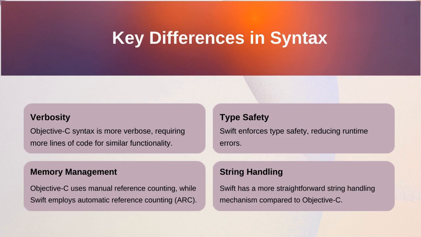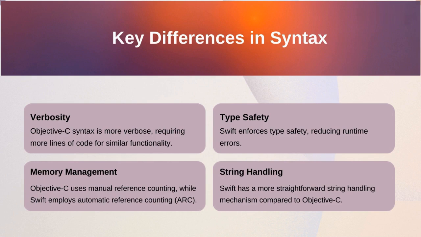Next up is type safety. In Objective-C, you don't have as much protection from errors during development. This can lead to more runtime errors. Swift, however, enforces type safety, ensuring that variables and constants are used correctly, which helps reduce bugs and crashes in your application.